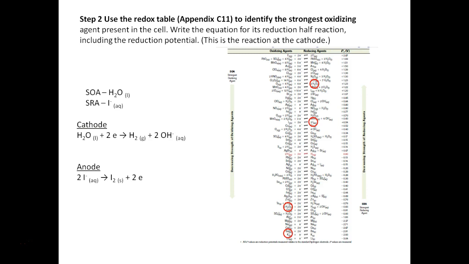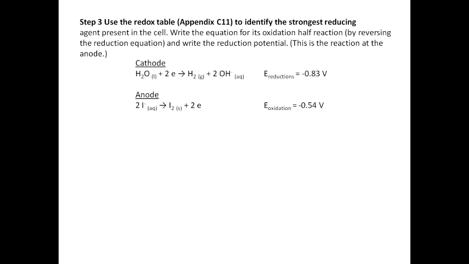occur. Now, the reason that I know that this is my reaction at my cathode is because my strongest oxidizing agent undergoes a reduction reaction, and my reduction reactions occur at my cathode. And I know that this is my reaction at my anode because my strongest reducing agent undergoes oxidation, and my oxidation reaction occurs at my anode. So now I know my two half reactions. Okay? We're going to write down our reactions.